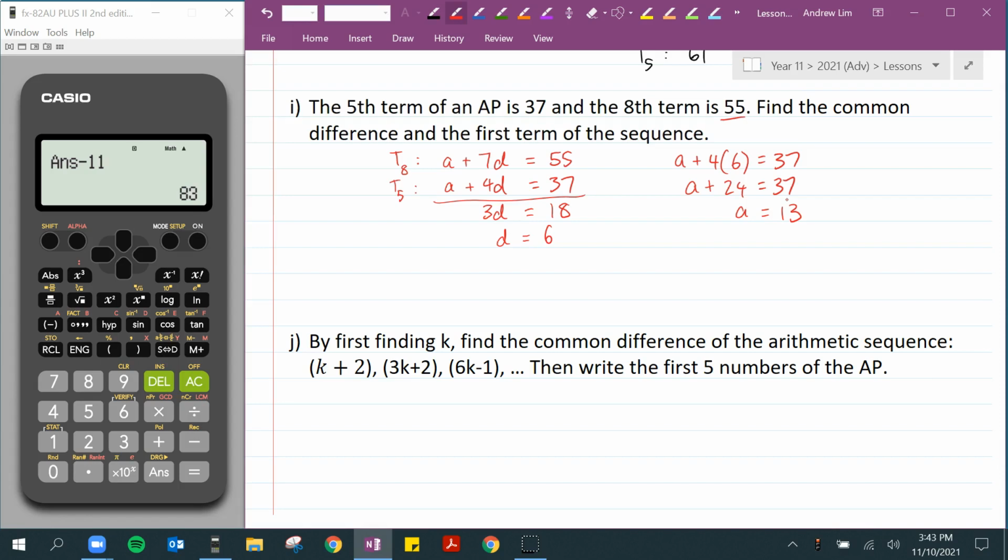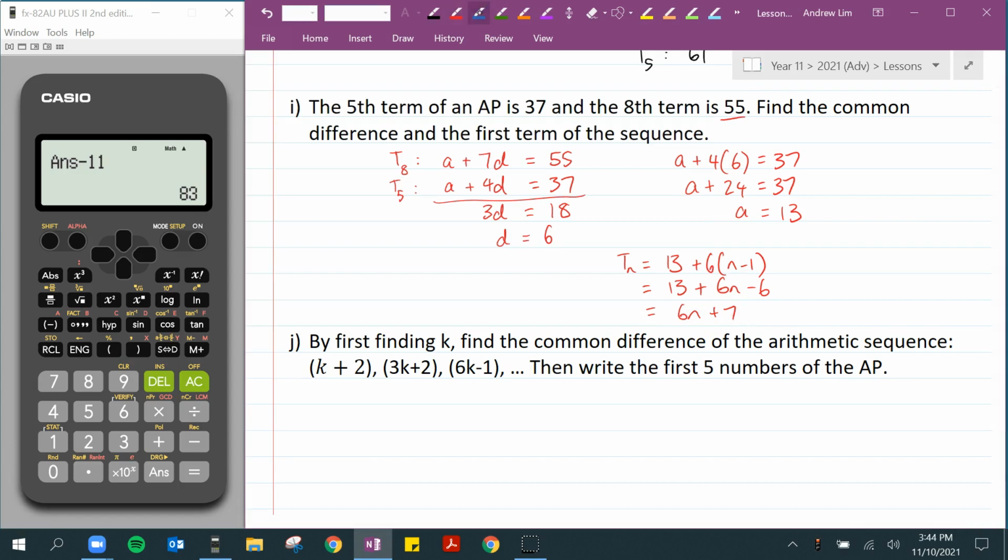So if the question asks you to write down the nth term, we know a is 13 plus n minus 1 times d, and the common difference is 6. And then we can just expand it out and simplify. And that's the nth term.